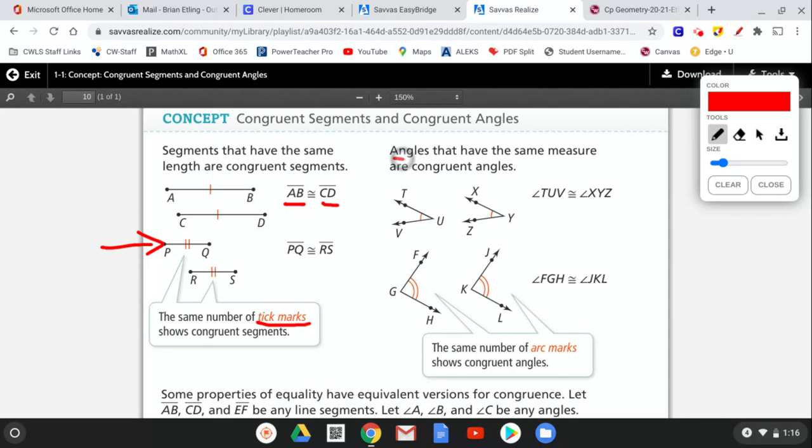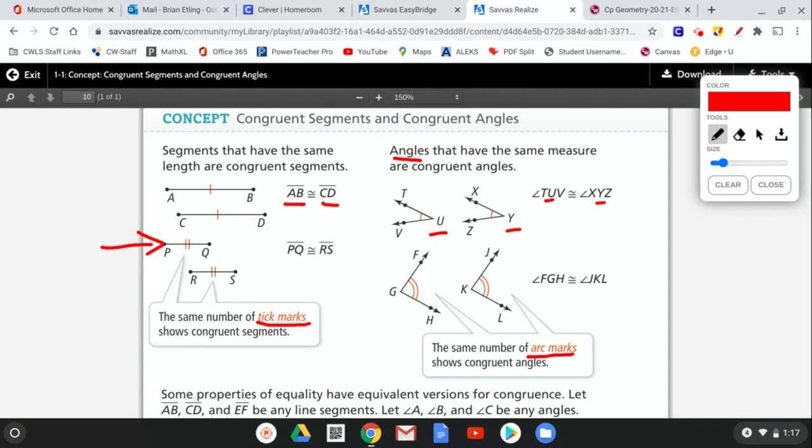Now, if you look over here at the angles, it's kind of the same thing. They call them arc marks. I like it, it rhymes, arc marks. So this one only has one mark, and this has one mark. It means those two angles, TUV, is congruent to XYZ, okay? Notice how U is the vertex and Y is the vertex, U's in the middle, Y's in the middle. Trace your finger over the angle if you need to figure that one out.